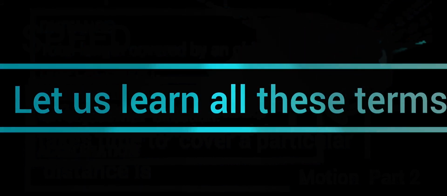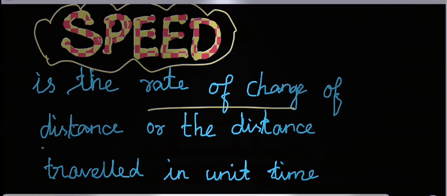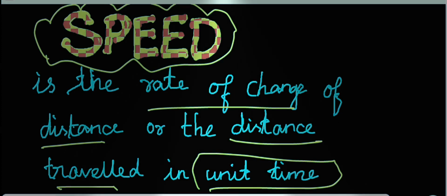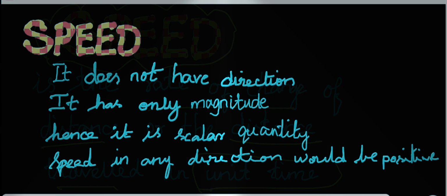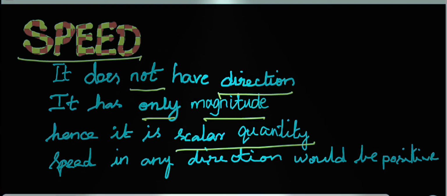Let us learn all these terms in this video. First we'll learn what is speed. Speed is the rate of change of distance, or the distance travelled in unit time. Speed does not have direction. It has only magnitude. Hence, it is a scalar quantity, and whichever way the object moves, speed would be positive.